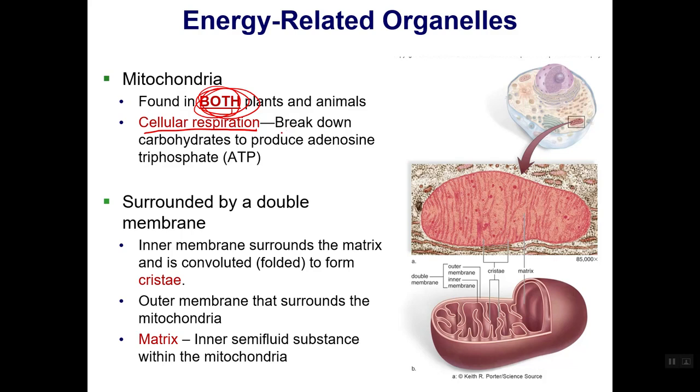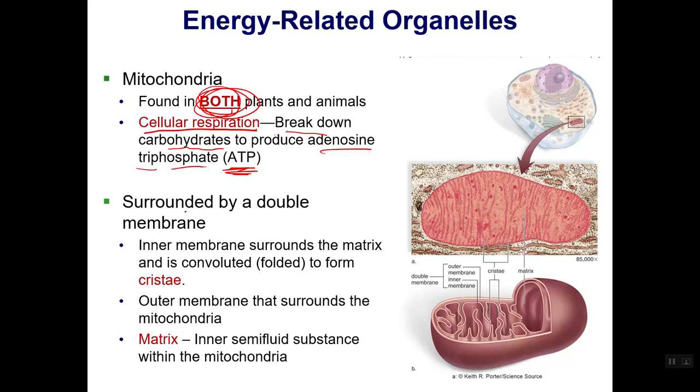Like we said, with plants, they can photosynthesize. They can get food from the sun to make energy for them. But in animals or organisms that can't photosynthesize, we perform cellular respiration in the mitochondria, where we break down food, such as carbohydrates primarily, to produce energy. Our form of energy is called ATP. You need to know that. Adenosine triphosphate, ATP.